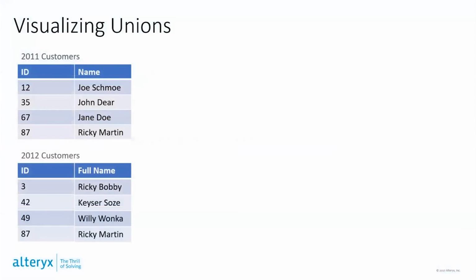Here we can see the union. Let's assume that you have two data sets, two tables. The 2011 customers table has the fields ID, name, and the data, and the 2012 customers table has ID and full name. You could see in both tables the common field is ID, and the name field has the same content, but the header is different. Name in the 2011 table is called full name in the 2012 table.